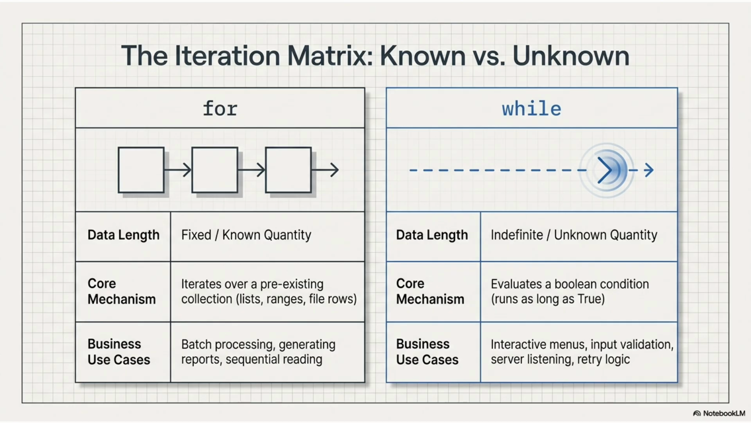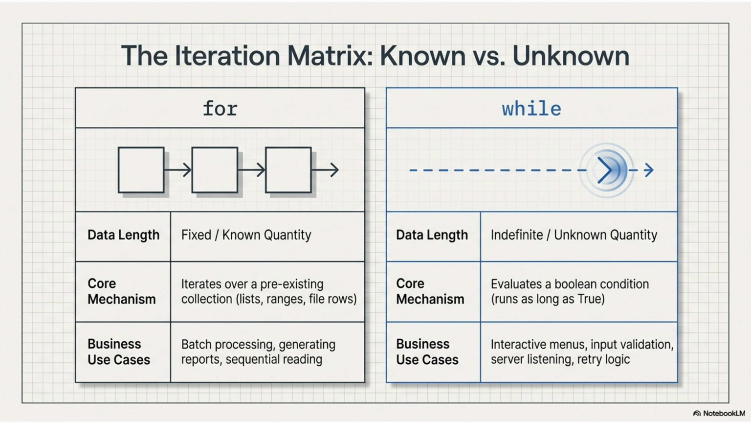This slide establishes the fundamental decisions between for and while loops with the iteration matrix. The key distinction is known versus unknown quantity. For loops work with a fixed known quantity. They iterate over a pre-existing collection, a list, a range, file rows, where Python knows exactly how many iterations will occur. Use them for batch processing, generating reports, and sequential reading.